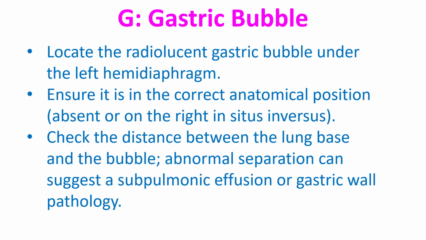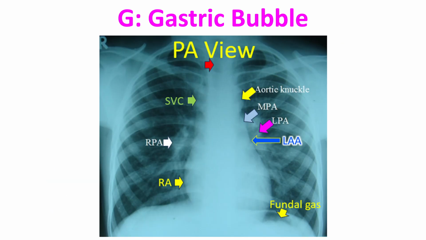Check the distance between the lung base and the bubble. Abnormal separation can suggest a subpulmonic effusion or gastric wall pathology. This chest X-ray shows the fundal gas bubble. In addition, the structures marked are the right atrial border, RA, RPA is right pulmonary artery, SVC, superior vena cava, aortic knuckle, main pulmonary artery segment, left pulmonary artery, and left atrial appendage region that will bulge out if the left atrial appendage is enlarged.